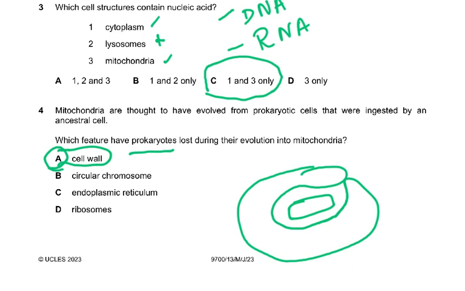But why? As you see, circular chromosomes were present in bacteria, but they're also present in mitochondria. Now, endoplasmic reticulum was never present in bacteria. So it is not something which was present in bacteria and then they have lost it. It says which features have prokaryotes lost? Prokaryotes do not have any endoplasmic reticulum. Yes, they have ribosomes, and those ribosomes are still present in the mitochondria. So that is why all these answers are wrong. Everybody must be very clear why these answers are wrong.